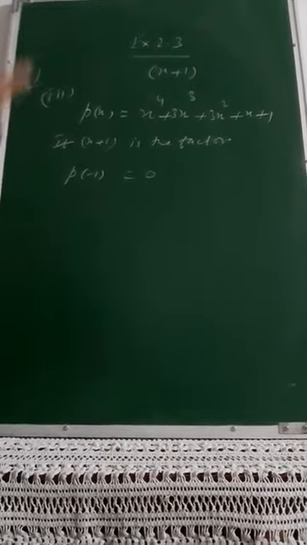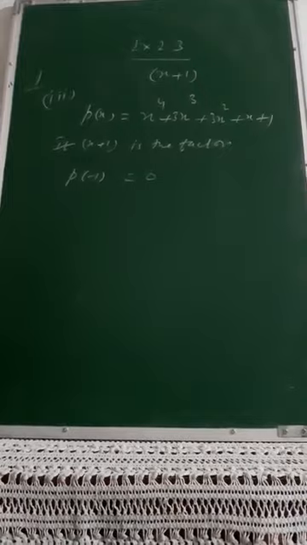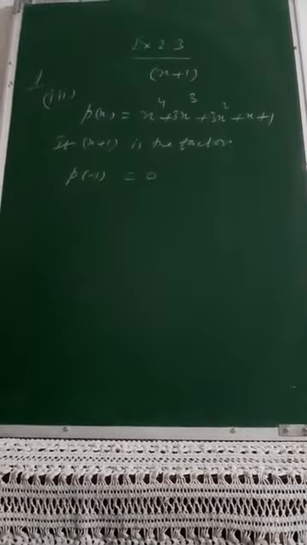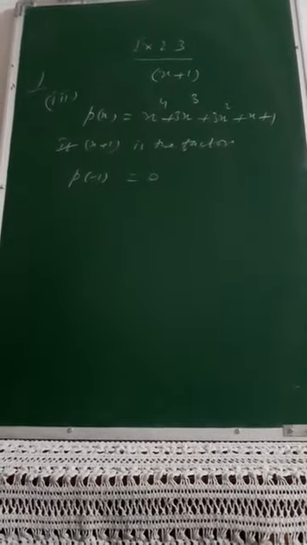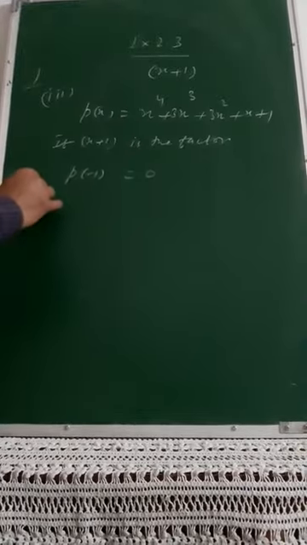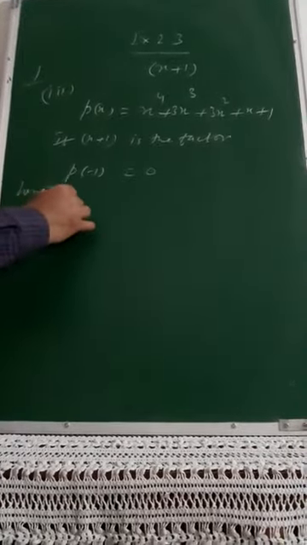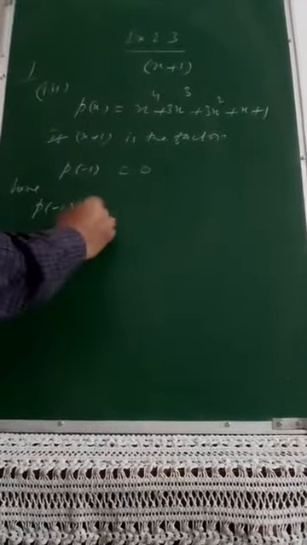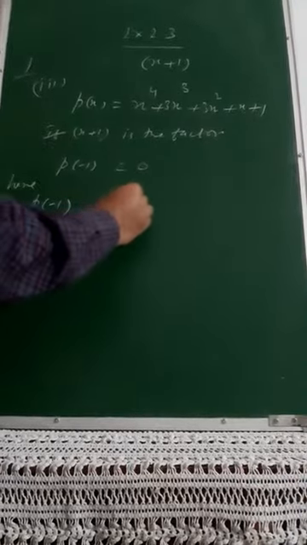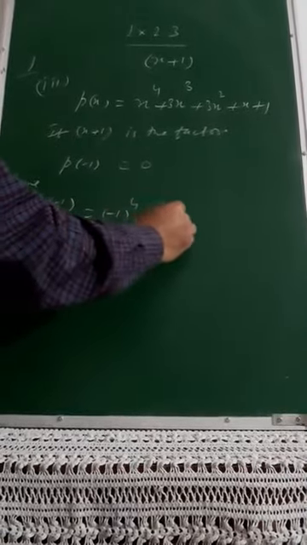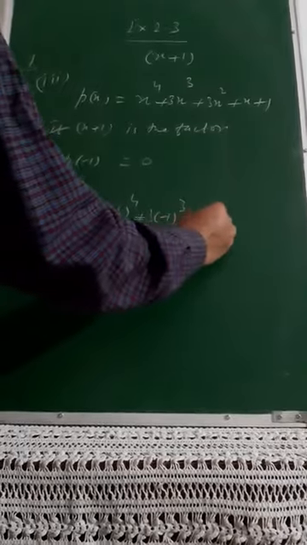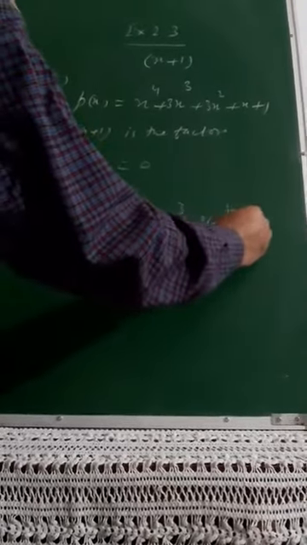So if x plus 1 is a factor, then I have to check whether p of minus 1 is equal to 0 or not. On behalf of this solution, I have to answer the question. So here you find your p of minus 1. So what is that equal to? Minus 1 raised to the power 4 plus 3 into minus 1 cube plus 3 into minus 1 square plus bracket minus 1 and plus 1.